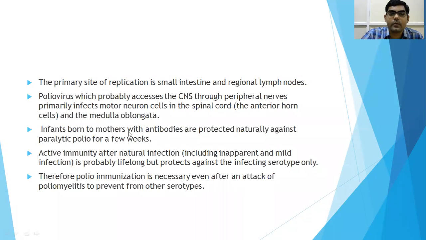So, infants born to mothers with antibodies are protected naturally against paralytic polio for a few weeks. Active immunity after natural infection, including inapparent and mild infection, is probably lifelong, but protects only against the infecting serotype. So, this is specific to the serotype. That's why even if they get the polio virus, we used to give polio vaccine. We used to give oral polio because we don't know which serotype has caused it.